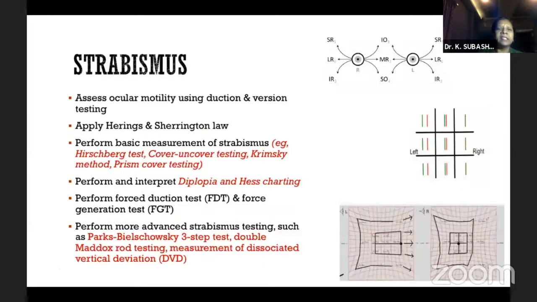In strabismus, the trainee should know to assess ocular motility using ductions and versions testing, apply Hering's and Sherrington's law, perform basic measurements of strabismus like Hirschberg's, cover-uncover test, Krimsky test, prism cover test, perform and interpret diplopia and Hess charting, perform force duction test and force generation test, and perform more advanced strabismus testing such as the Parks-Bielschowsky three-step test, double Maddox rod testing, and measurement of DVD.